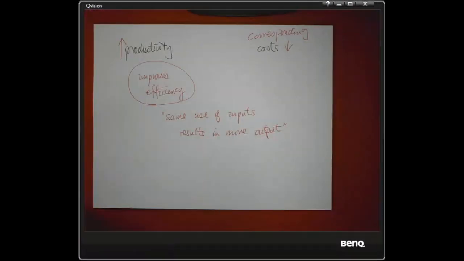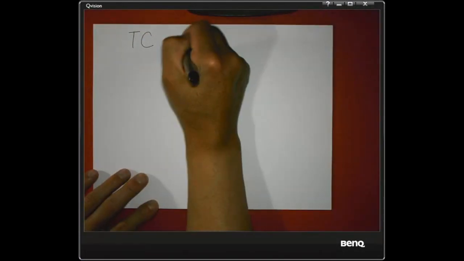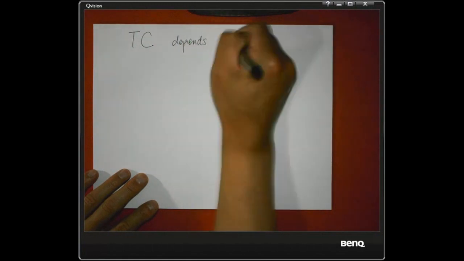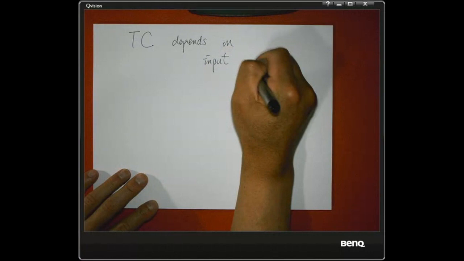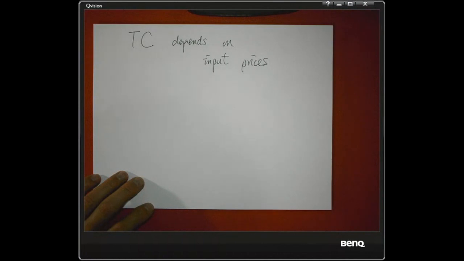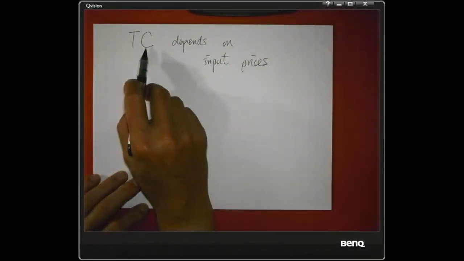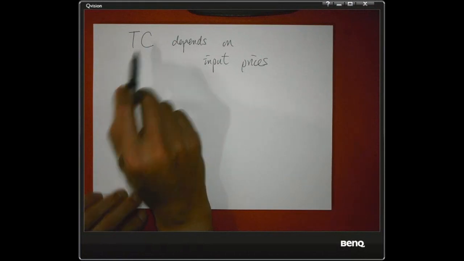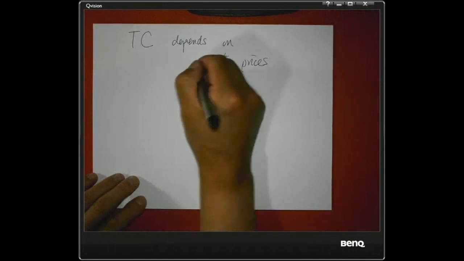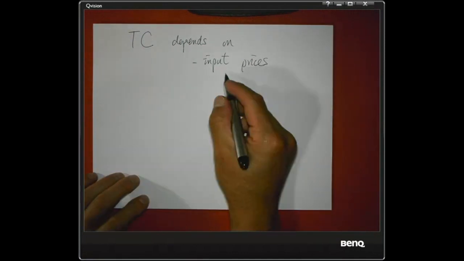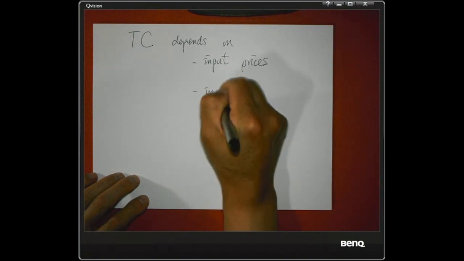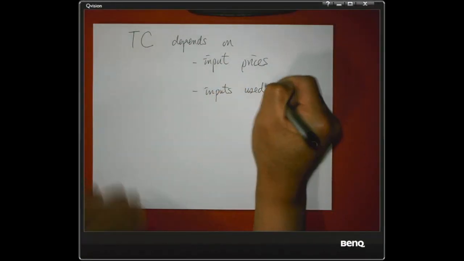And now, we're going to work through the details. The total cost depends on input prices and input use.